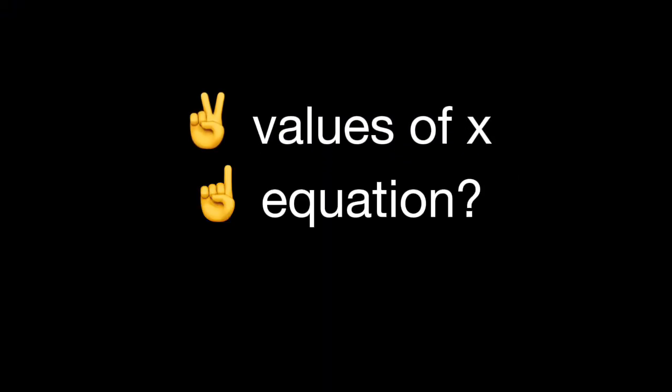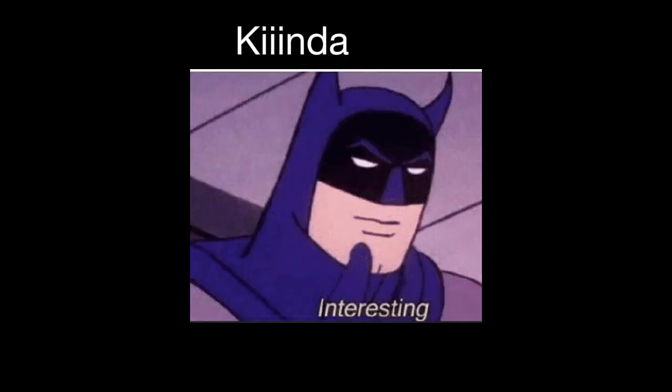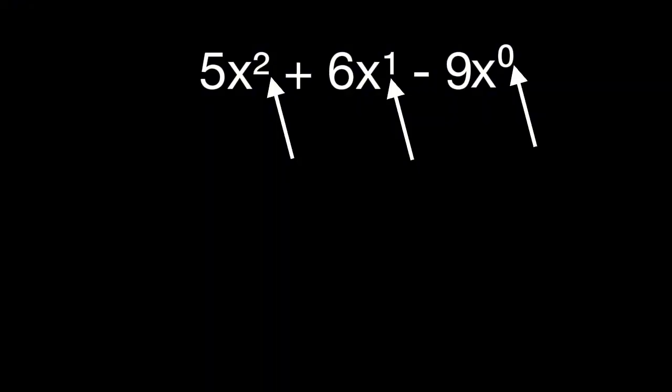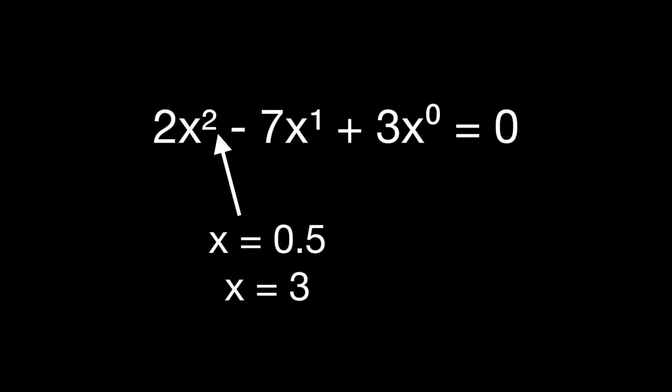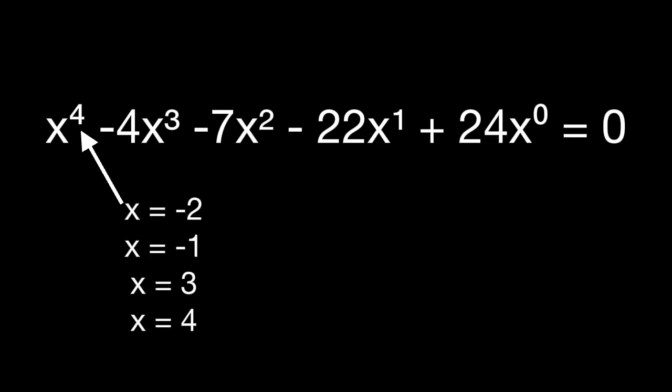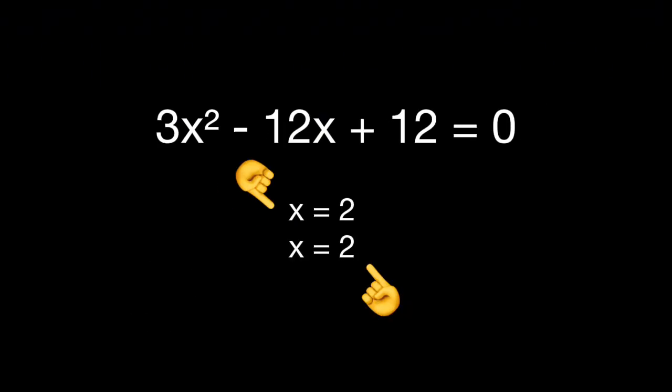Hey, did we just get two values of x from one single equation? That's pretty whack, and this is where things get kinda interesting. There's a weird rule that somehow always works. Whatever the highest power is, that's how many solutions the equation has. Highest power of 2, 2 solutions. Highest power of 4, 4 solutions. These solutions can be real, equal, or imaginary, just like your love life.